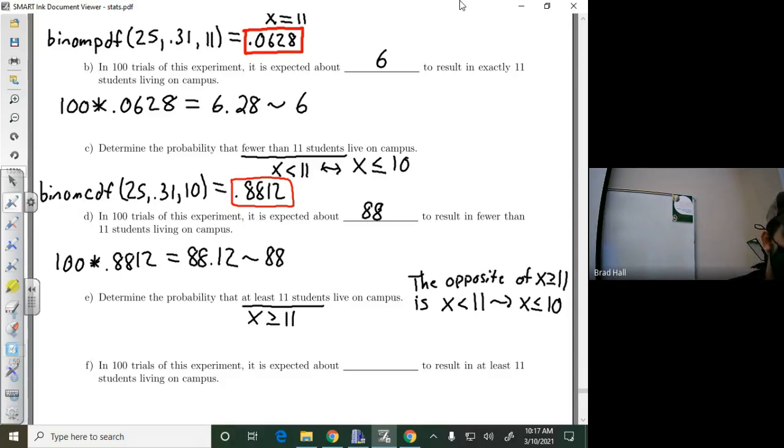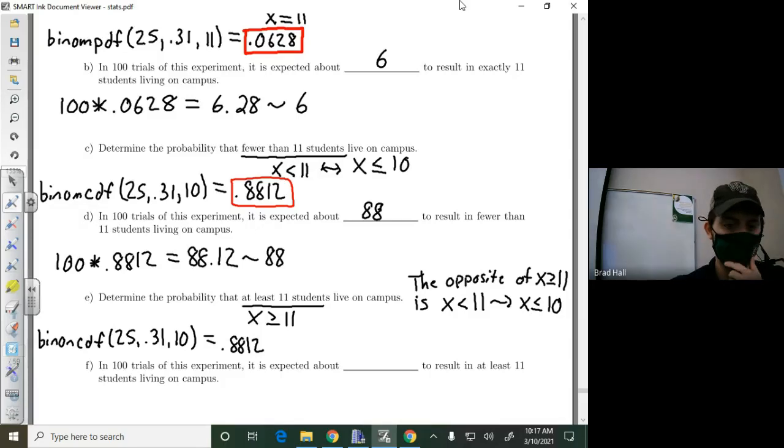So we're going to find the binomial CDF, or the cumulative distribution function, 25, 0.31, and 10. But we already found this, actually. You can type it in again if you wanted. We found this in part C. That was the 0.8812. That's not the answer, though. Remember, that's the opposite of the answer.